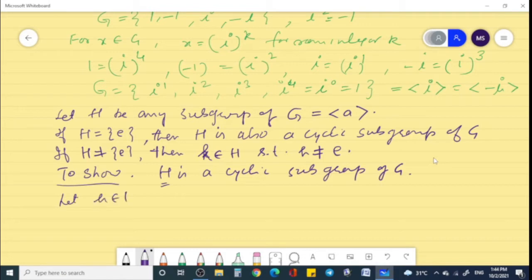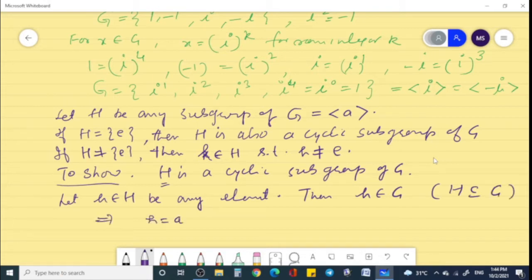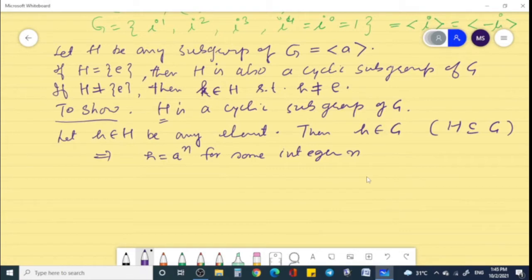So let h belongs to H be any element. Then h belongs to G, as H is contained in G. So that implies h is a raised to power n for some integer n. Because h belongs to G and G is a cyclic group, so h will be some power of a. Now by well ordering principle, which means every nonempty subset of natural numbers has a least element, we can think about the least positive integer n such that a raised to that number belongs to H.